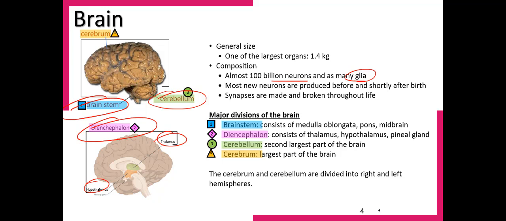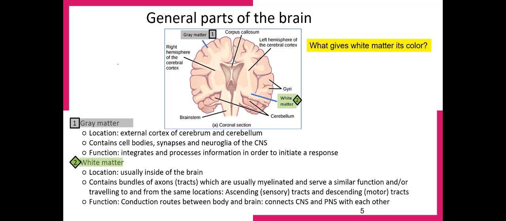And that's the second largest part of the brain. And then up top, you've got the cerebrum, which is the largest part of the brain. The cerebellum and the cerebrum, so this part here and that part there, are divided into left and right hemispheres, or left and right halves. And so we're actually going to look at how that division is made.